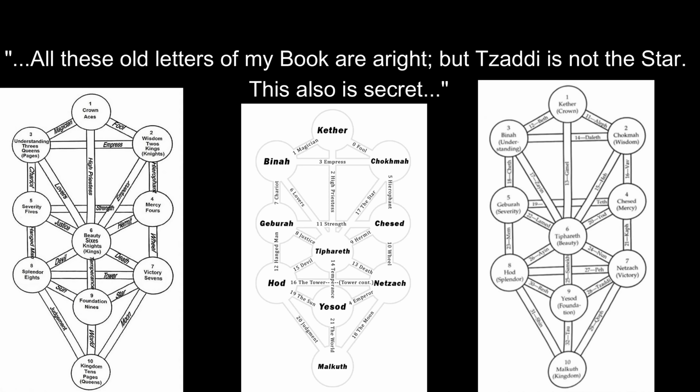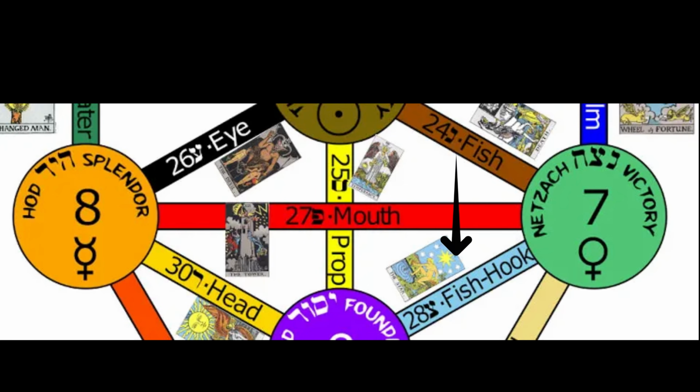And then there's the ram's head down here at the bottom. So this is a quote from Aleister Crowley, and you can see that he's saying Zadi is not the Star. And that is the name of that pathway, pathway 28. But I wanted to point that out because Zadi means fishhook. And so when you see the fishhook on some tarot decks, it could be because they're referring to the switch that Aleister Crowley was talking about.